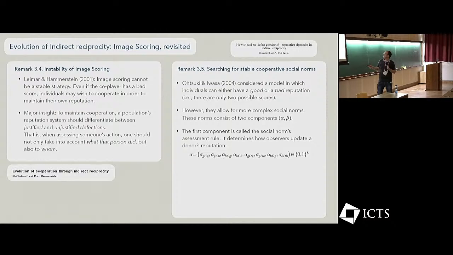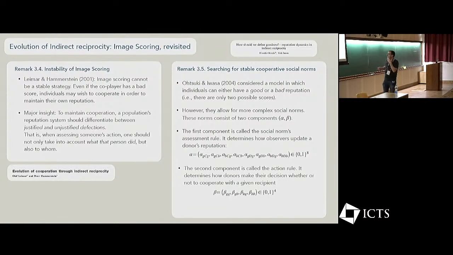And by the way, this is exactly the case where you might want to take into account justified defection. So the person was initially good, but it defected, but the person that it defected against was a bad person. So you might say, okay, that was a justified defection. That should still lead to a good reputation. All right, so this is the first component of such a moral norm. It tells you how you should evaluate others.